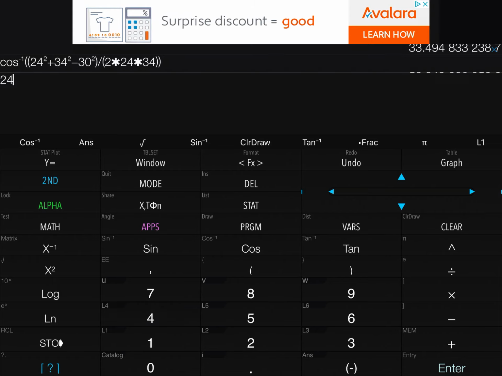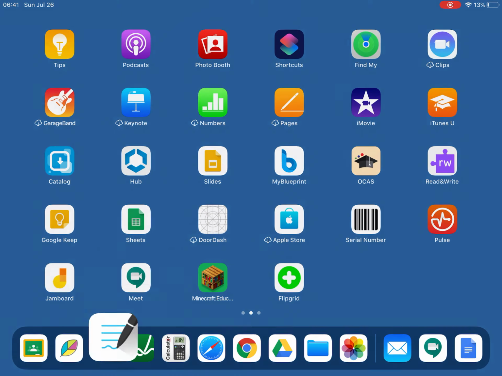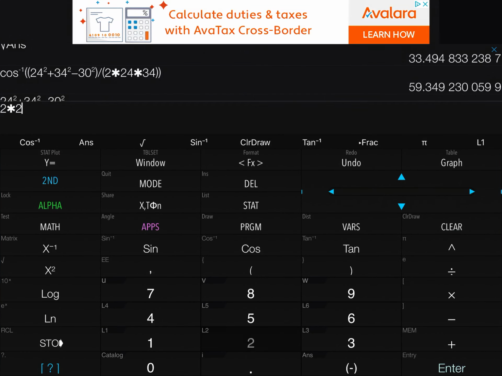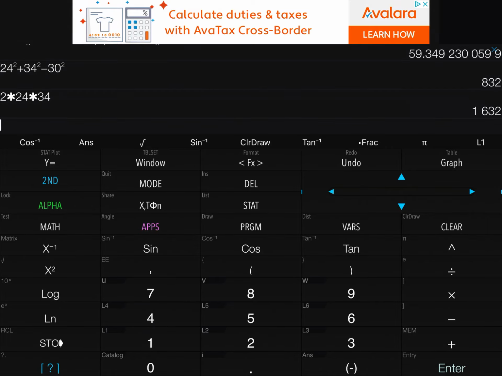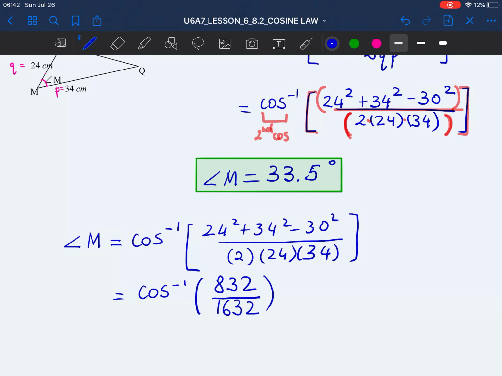So 24 squared plus 34 squared minus 30 squared. So if I do this, I get the number 832. So I'll write that down, and I'll say, well, I want to write things slowly. So cos negative 1, and I have 832. Okay, and then I have to calculate the denominator, 2 times 24 times 34. So 2 times 24 times 34. And that gave me 1,632. And now I'm going to find the angle.